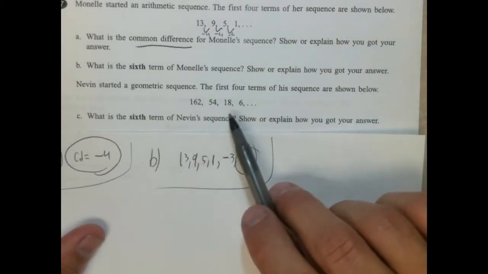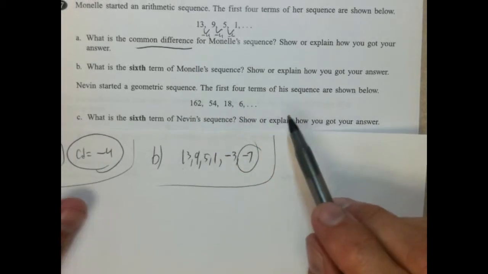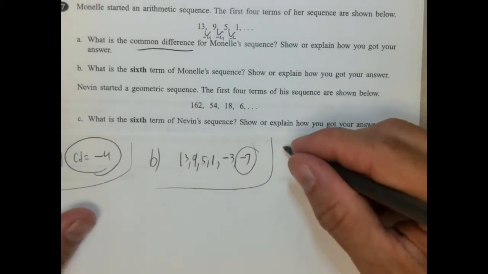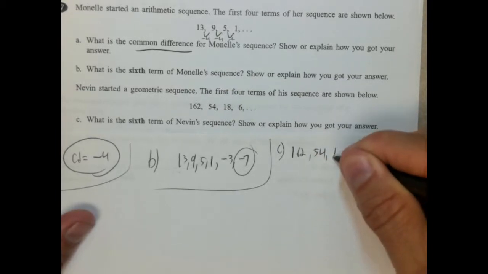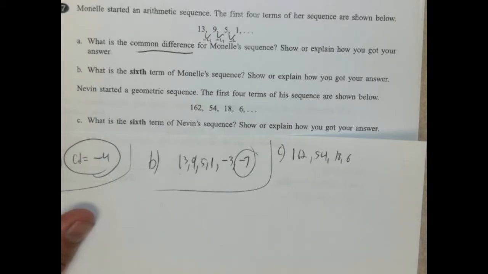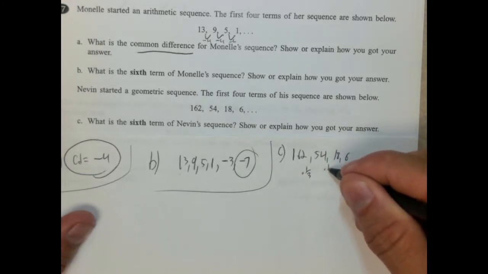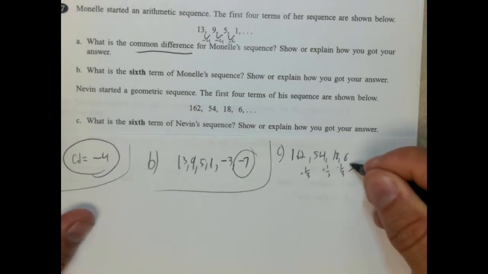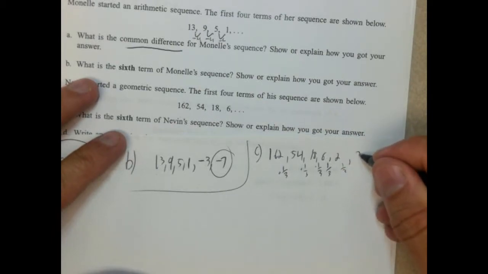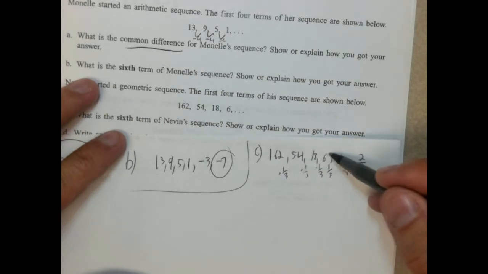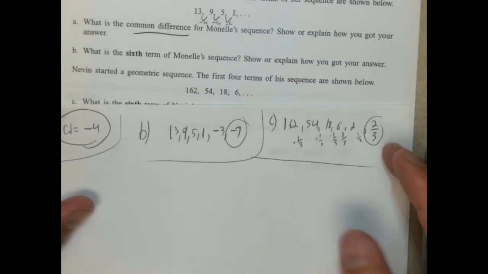Okay, Nevin started a geometric sequence. The first 4 terms of his sequence are shown below: 162, 54, 18, 6. What is the sixth term? So let's see here. C, 162, 54, 18, 6. It looks like they're dividing by 3 each time, or multiplying by a third. Multiply by a third is the best way to do it. So 1/3 of 6 would be 2, and then 1/3 of 2 would be 2/3. 1, 2, 3, 4, 5, 6, sixth term. We found that by multiplying by a third, or dividing by 3, however you want to think of it.